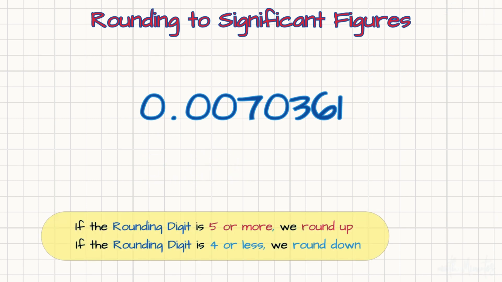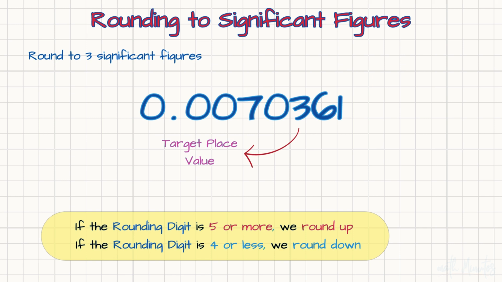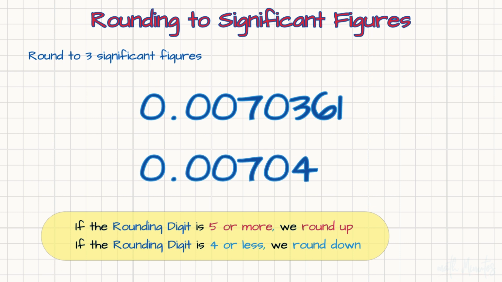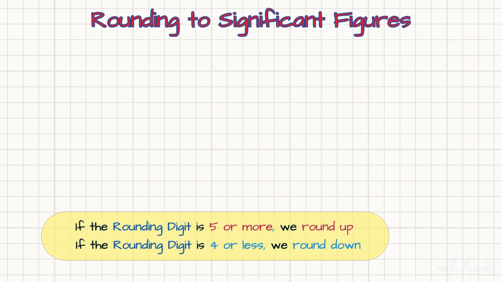Let's now consider rounding the number 0.0070361 to 3 significant figures. As before, the first significant figure is 7, so our target place value will be the third significant figure, which is 3. The rounding digit is to the right of this, and we see that 6 is greater than 5, so our number rounds up. The target place value increases by 1, and the number rounds up to 0.00704.